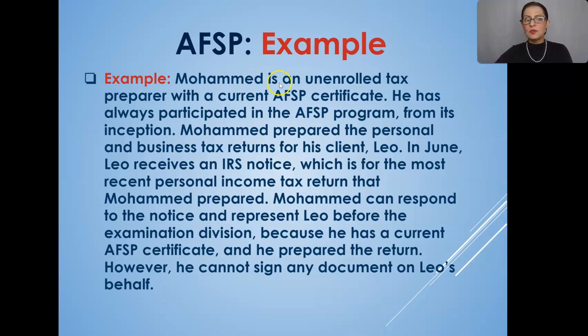Now let me give you an example of the AFSP. Mohammed is an unenrolled tax preparer with a current AFSP certificate. He has always participated in the AFSP program from its inception. Mohammed prepared the personal and business tax returns for his client, Leo. In June, Leo receives an IRS notice, which is for the most recent personal income tax return that Mohammed prepared. Mohammed can respond to the notice and represent Leo before the examination division because he has a current AFSP certificate and he prepared the return. However, he cannot sign any document on Leo's behalf.